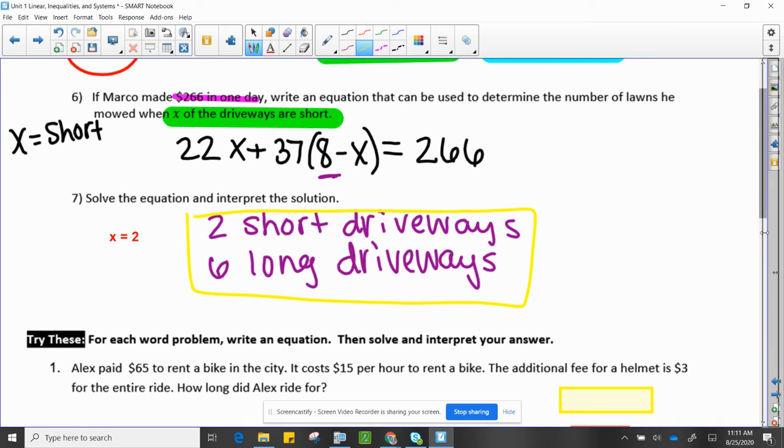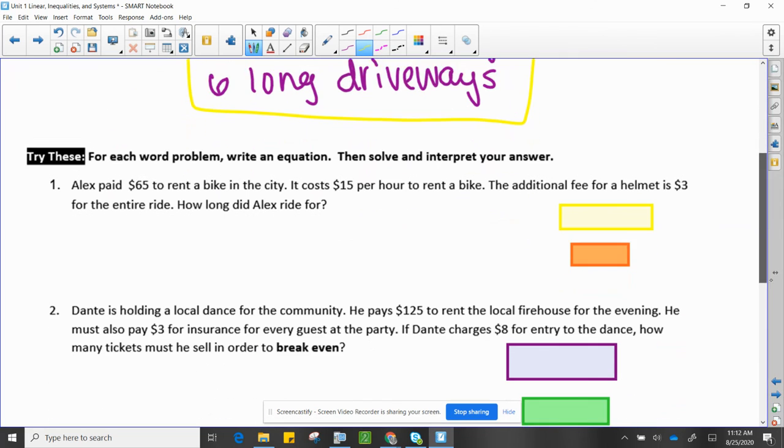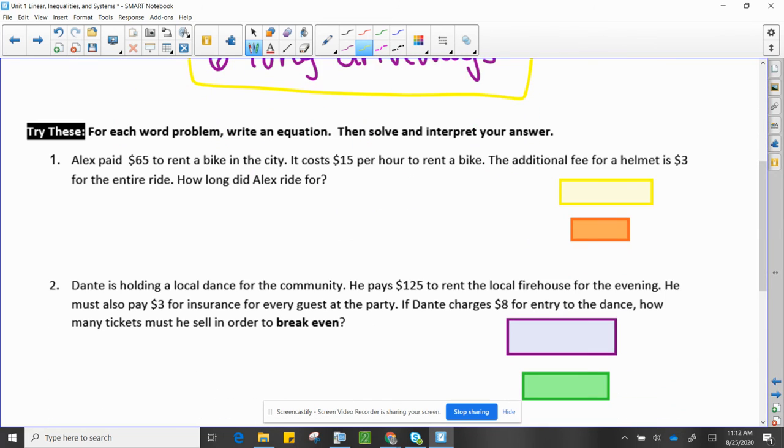All right, so the last 3 I'm going to have for you guys to try on your own. I'm going to give you the answers in the end, but I'm going to have you try them. So number 1, Alex paid $65 to rent a bike in the city. It costs $15 per hour to rent a bike. The additional fee for a helmet is $3 for the entire ride. How long did Alex ride for? So go ahead now and try to write the equation for that.